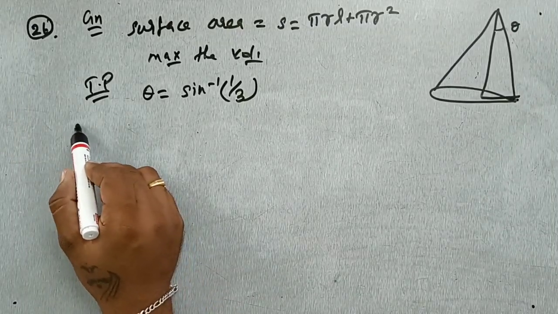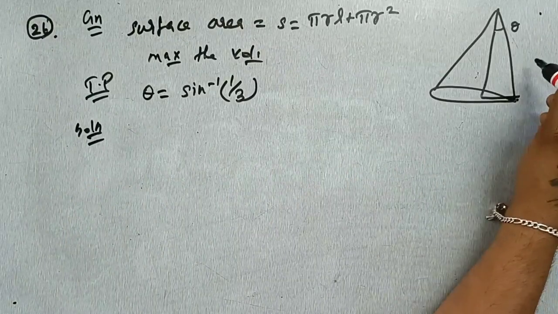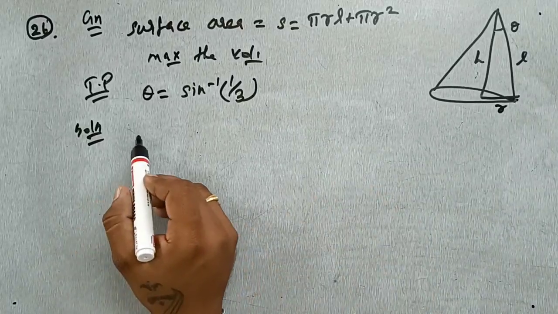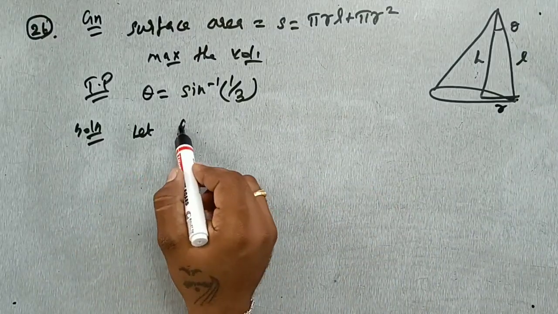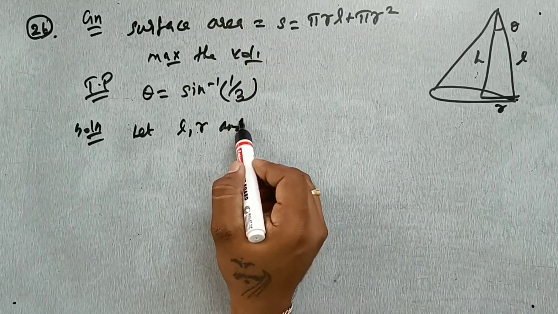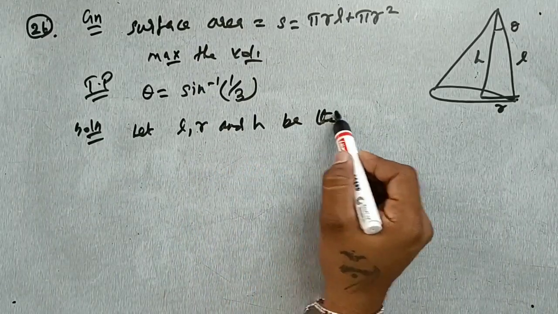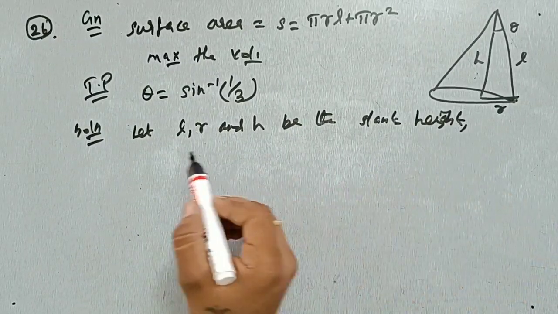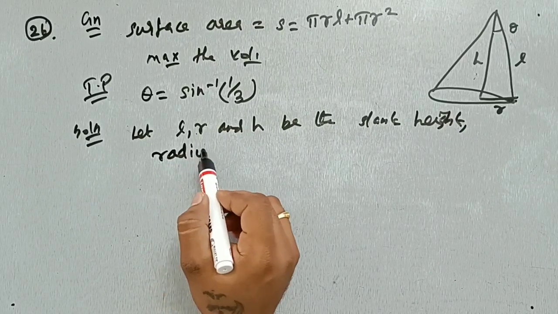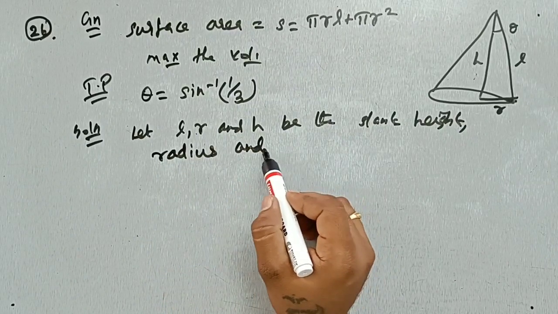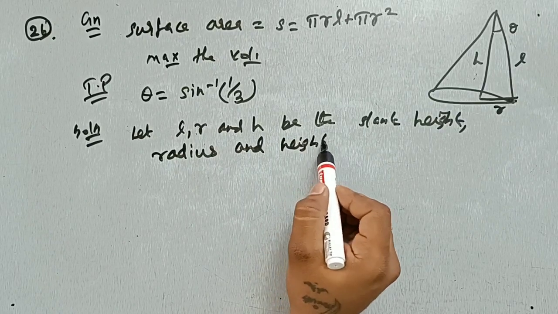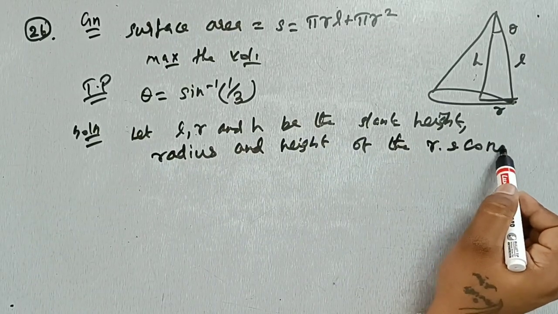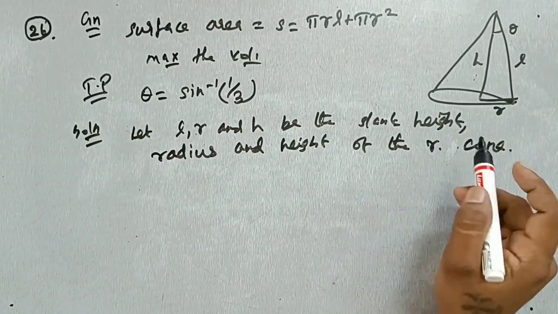Clear? So now the solution. Usually we will use the usual notations: slant height equal to L, height equal to h, and radius equal to r. So let L, R and H be the slant height, radius, and height of the right circular cone.